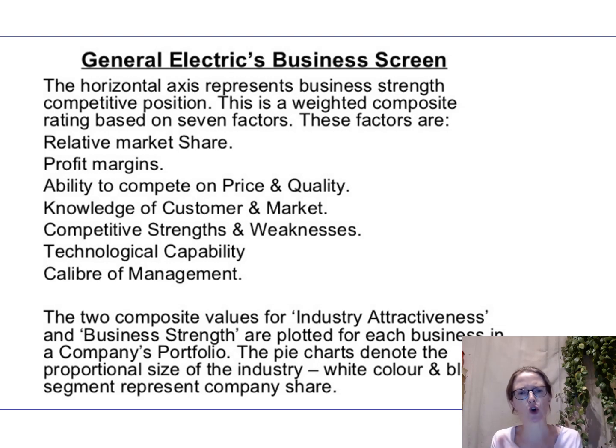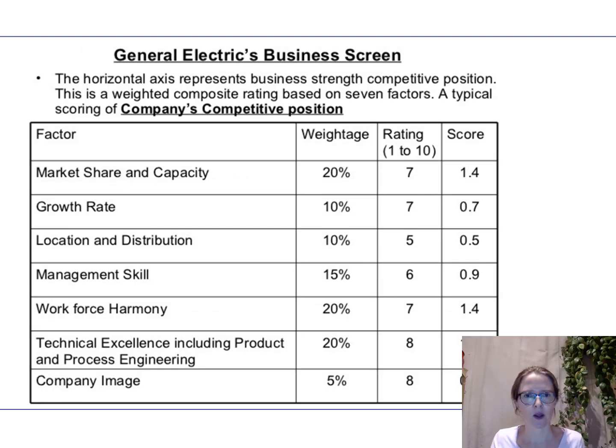So these two composite values for industry attractiveness and business strength are then plotted for each business in a company's portfolio. And the pie charts denote the proportional size of the industry. So the blue segment represents company share, the white colour represents the proportional size of the industry.